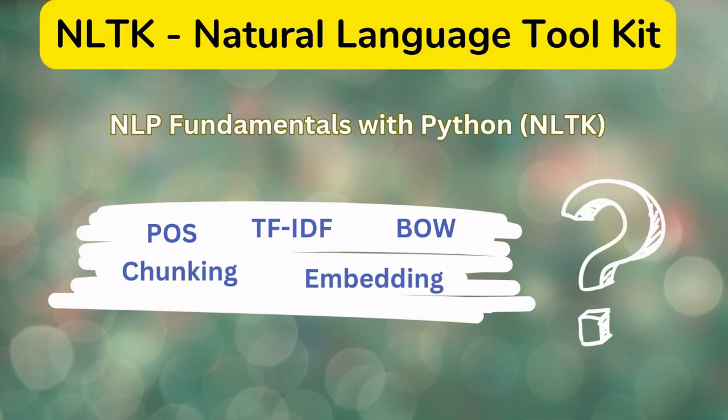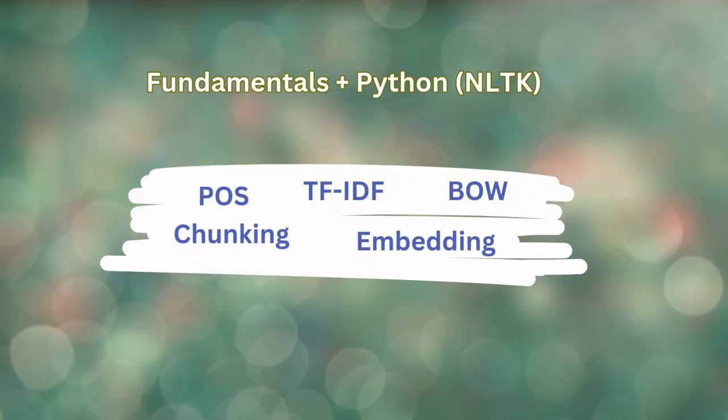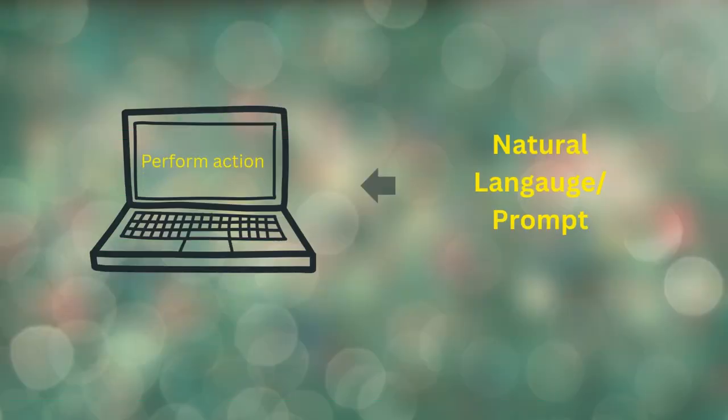Welcome. Today we'll learn NLTK, the Natural Language Toolkit, a Python library to implement NLP fundamentals like BOW, chunking, embedding, TF-IDF. In my earlier video, we have seen the theory part of NLP terminologies. In the world of GenAI, language processing is key, so understanding the concepts of NLP is also important. We'll cover Python coding to implement NLP.